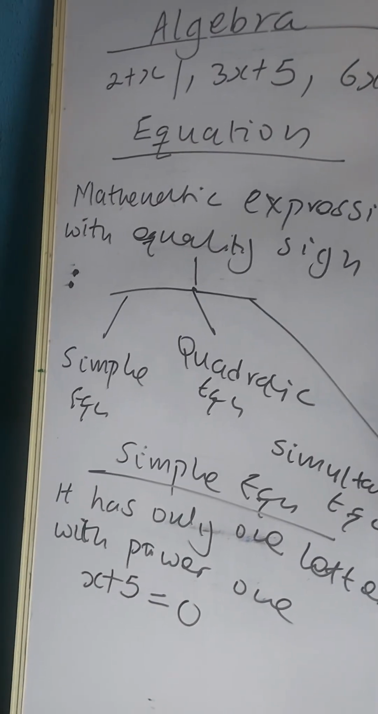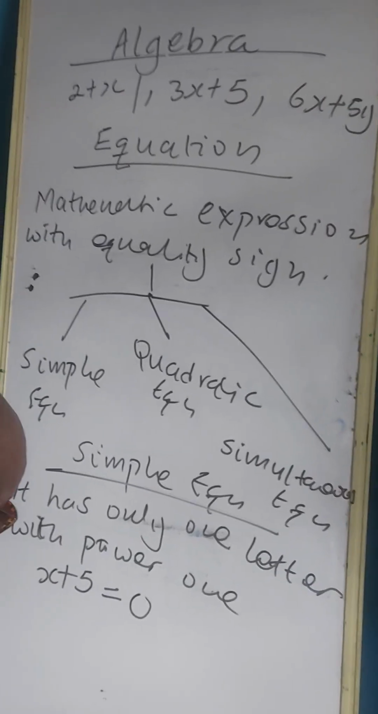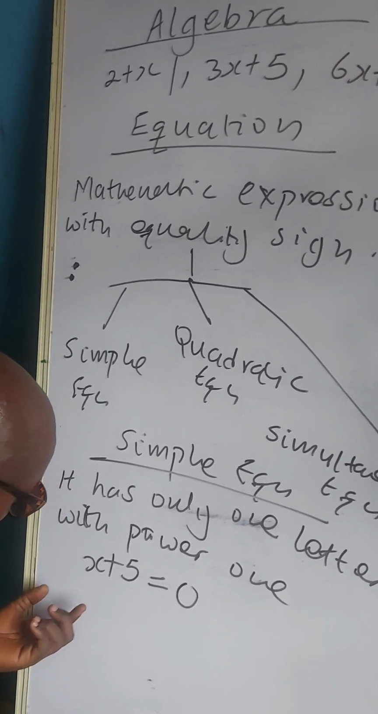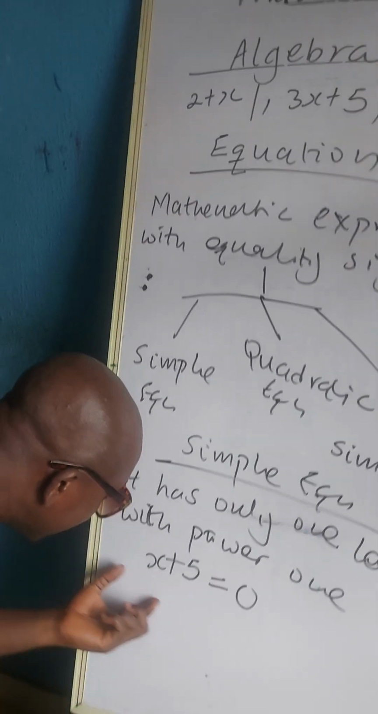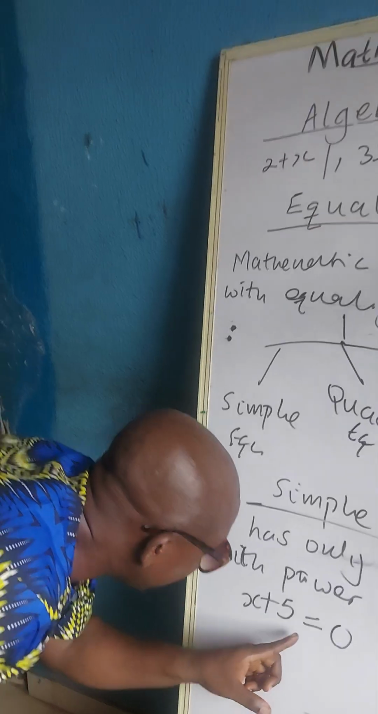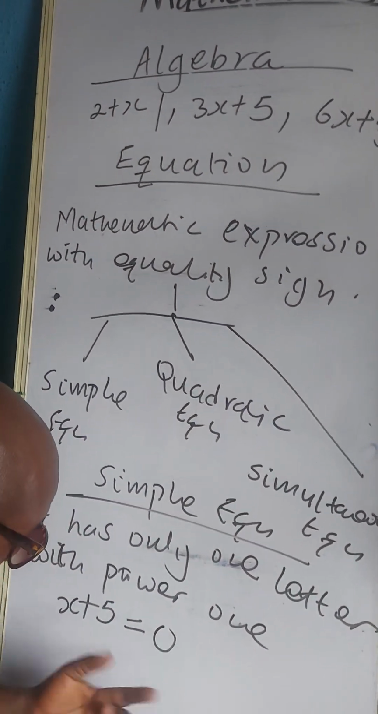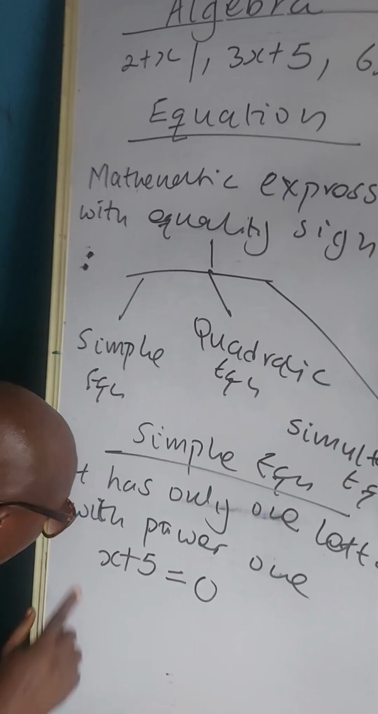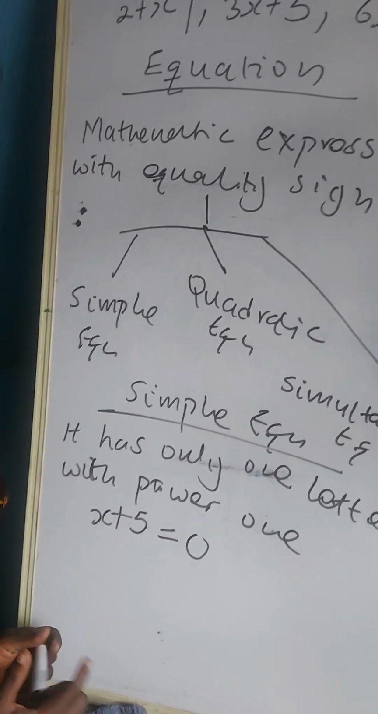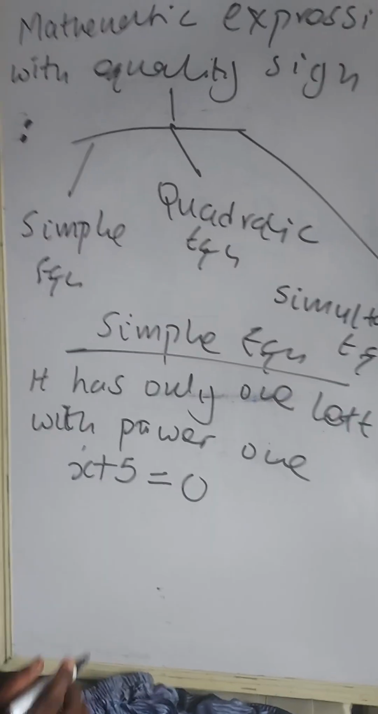Now, how do I mean? x plus 5 equal to 0. This is a letter. This is a number. When you put them together, it is algebra. When it has an equality sign equal to a particular number, it is called an equation. The equation has only one letter, x, and the power of that letter is 1. This type of equation is a simple equation.